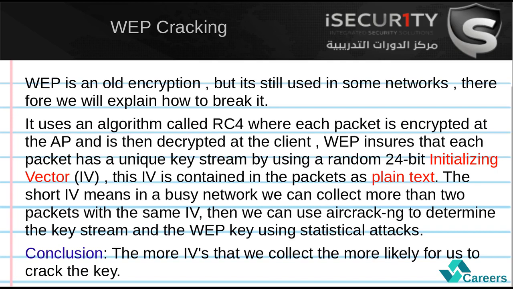So our main goal now when we try to crack WEP is to collect as many IVs as we can, because once we have a large number of IVs, we're going to have two packets that use the same IV, and then aircrack-ng is more likely to be able to determine the key stream and the WEP key for the target network. In the next video we'll do that. We'll see how that actually works, and it should be easier to understand.